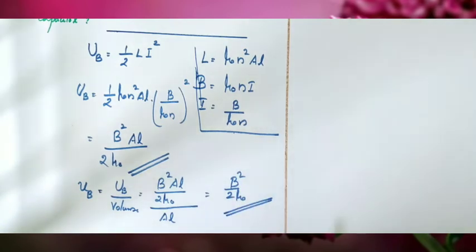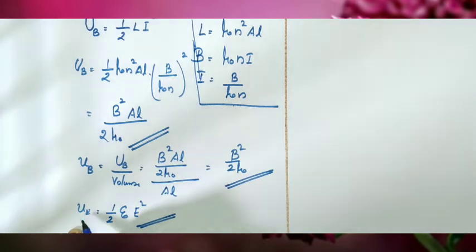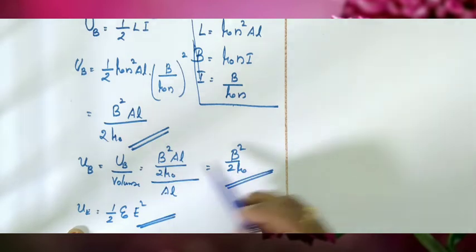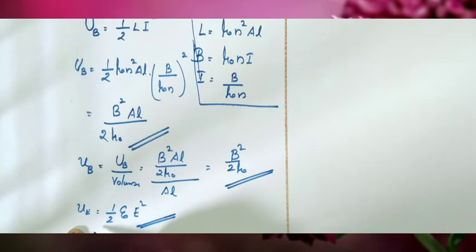by 2 mu 0. In the second chapter we have studied electric energy density. Energy density in a capacitor is half epsilon 0 E square. So this is the electric energy density in a capacitor. This is the magnetic energy density in a solenoid or an inductor, and the magnetic energy density is B square divided by 2 mu 0, and electric energy density is half epsilon 0 E square. Okay children?